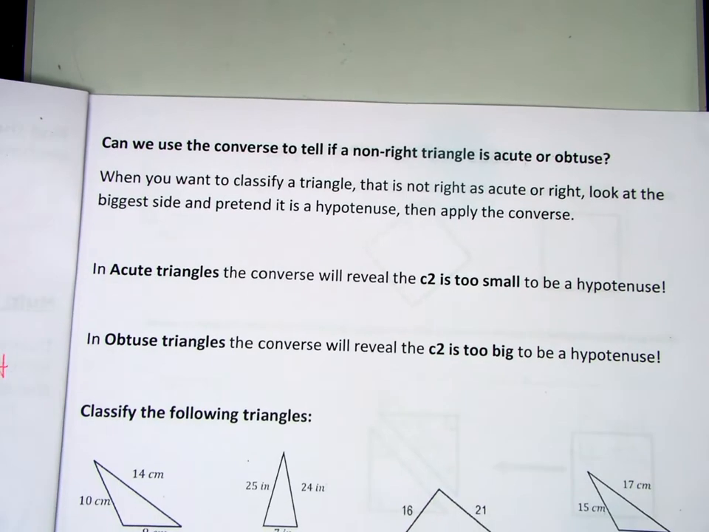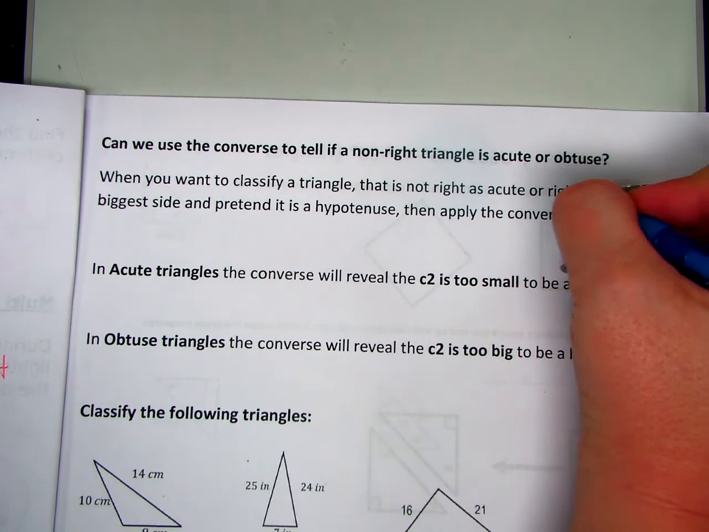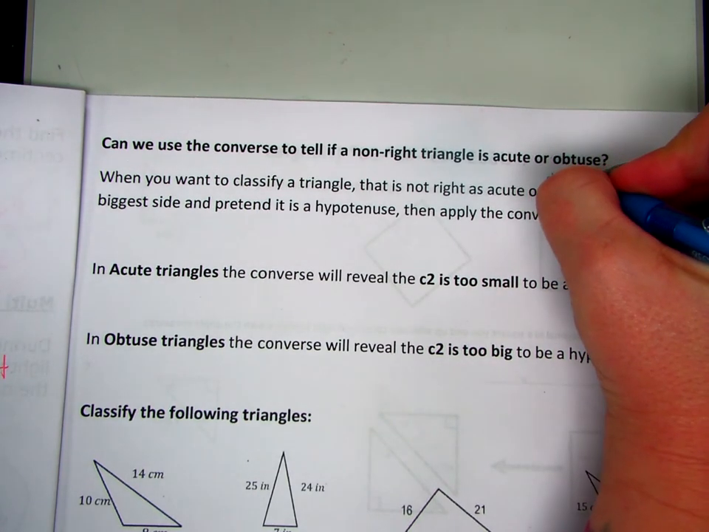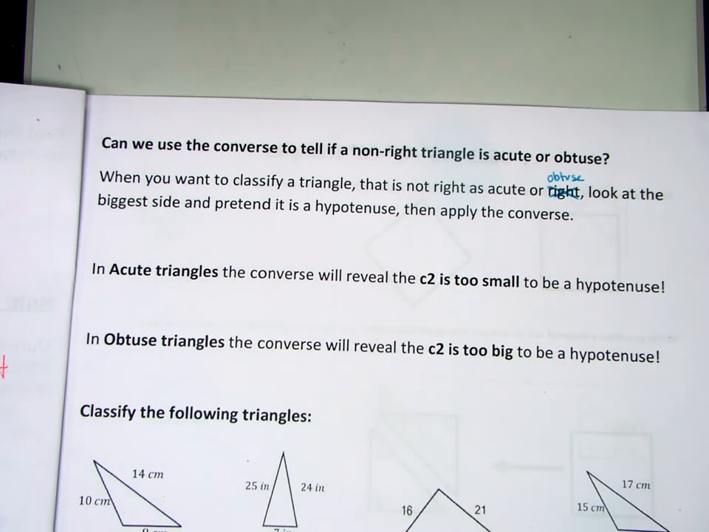It says, can we use the converse to tell if a non-right triangle is acute or obtuse? Okay? So if we want to classify a triangle that's not right as acute or obtuse, we look at the biggest side just like we did when we were testing and pretend it's a hypotenuse. And then we apply the converse. We know if a squared plus b squared equals c squared, then we do have a right triangle. But what happens when they're not equal?